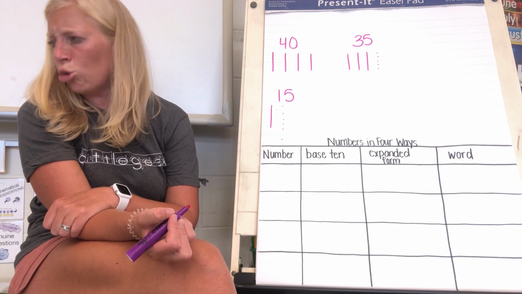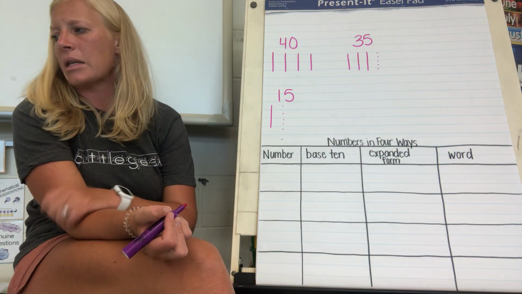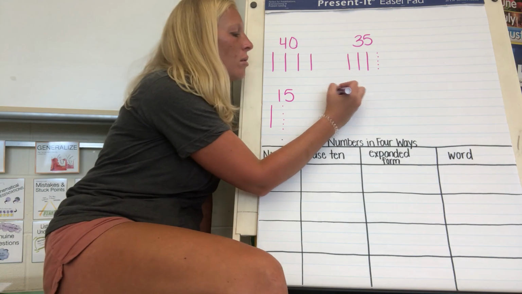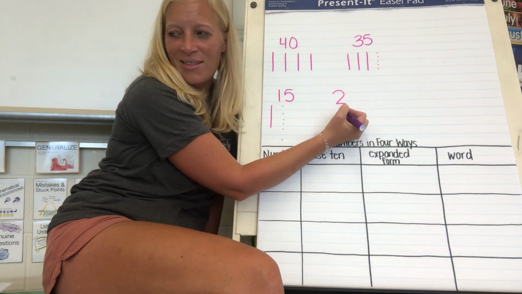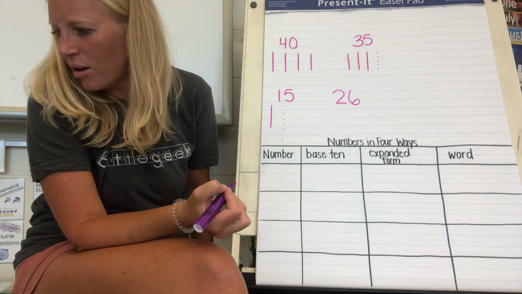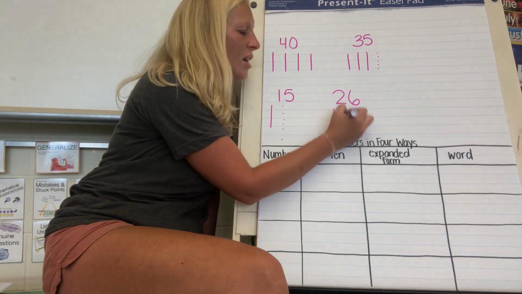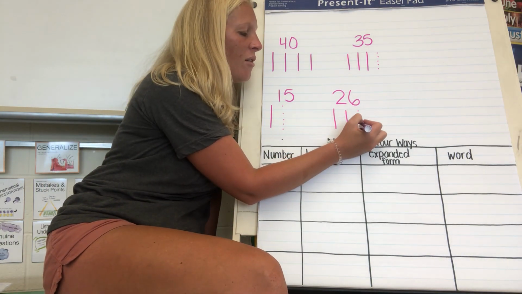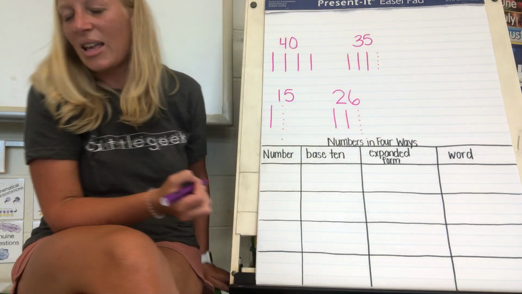26? Ooh. How do you write the number 26? 2 10s, 6 ones. Where is that in your work? Oh, there it is. 2 10s and 1, 2, 3, 4, 5, 6. I see those 6 ones hanging out there.